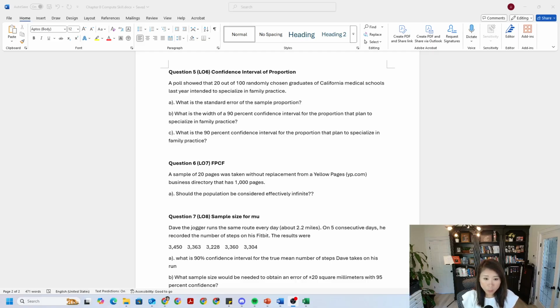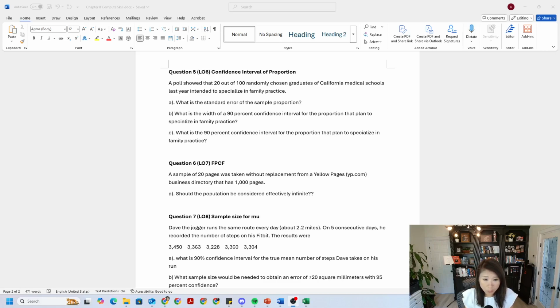A poll showed that 20 out of 100 randomly chosen graduates of California medical schools last year intend to specialize in family practice. As you're reading this case, you should start documenting the numbers you read, right? So a poll showed that 20 out of 100 randomly chosen graduates of the California medical schools last year intend to specialize in family practice. In this question, we saw two numbers, 20 and 100. So what is 20 and what is 100?